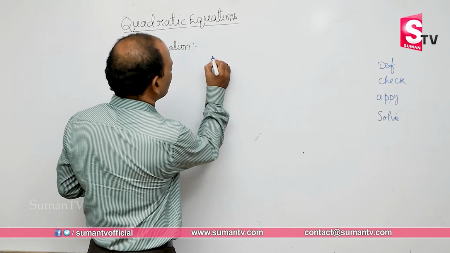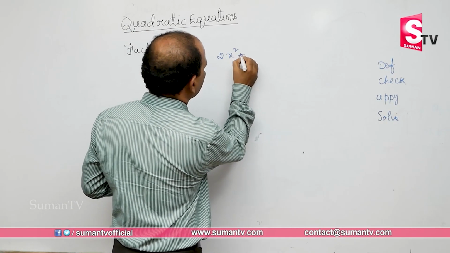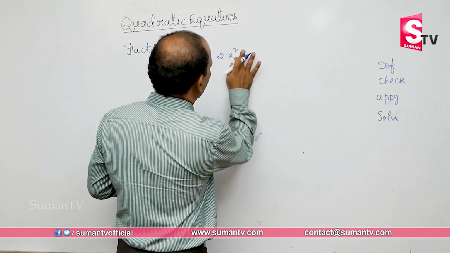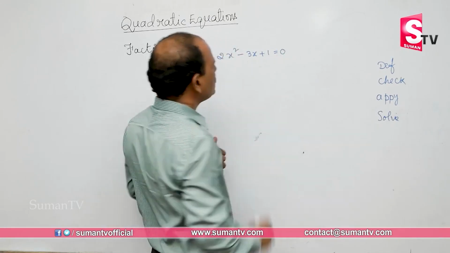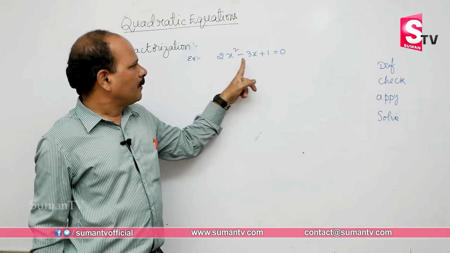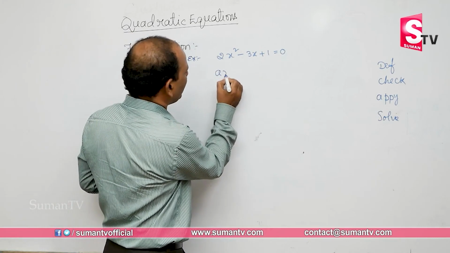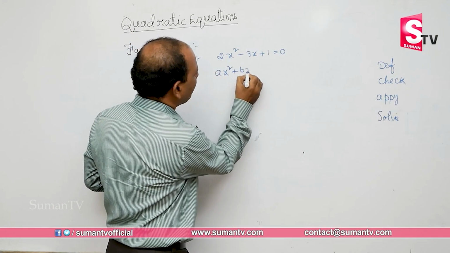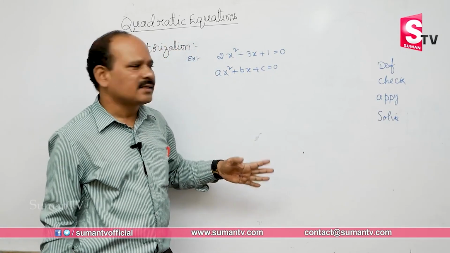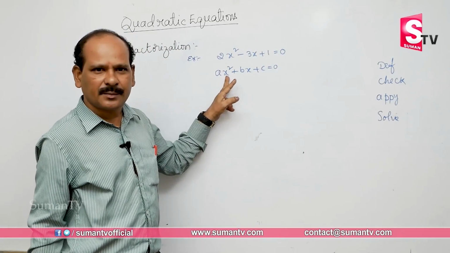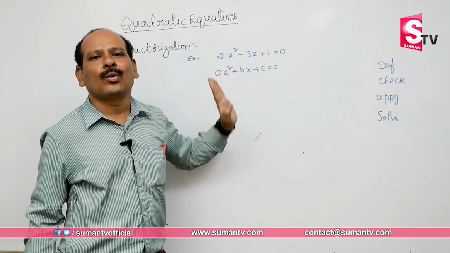Let us take one example problem: 2x square minus 3x plus 1 is equal to 0. This is in the form of ax square plus bx plus c is equal to 0. Now we can say it is a quadratic equation. Why? Because the x square term is there. So we can say 2x square minus 3x plus 1 equal to 0 is a quadratic equation.